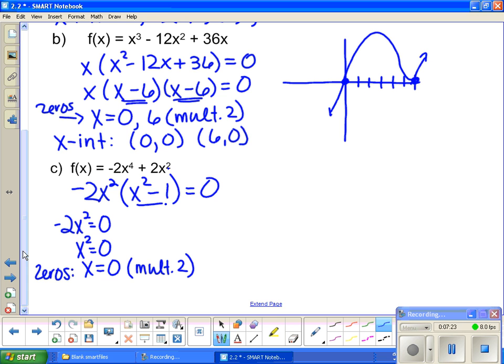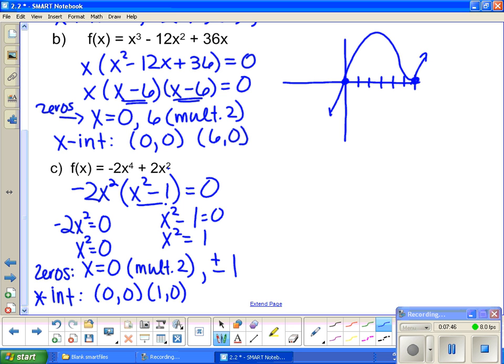All right, now let's solve x squared minus 1 equals 0. So x squared equals 1. So x is going to be, taking the square root of both sides, plus or minus 1. So my x-intercepts will be at (0, 0), (1, 0), and (negative 1, 0). Let's sketch the graph.